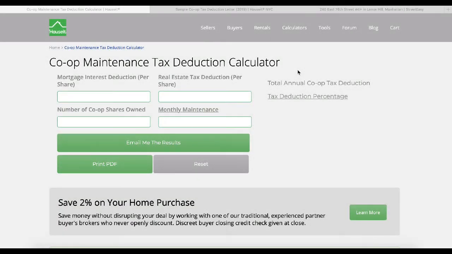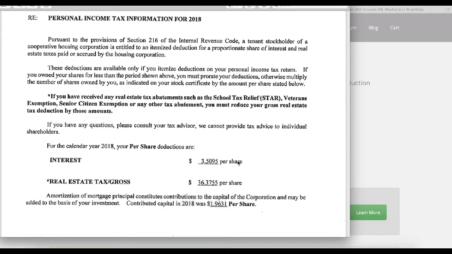Today we're going to walk you through how to use the Co-op Maintenance Tax Deduction Calculator available at Hauseit.com. The purpose of the calculator is to figure out what percentage of your monthly maintenance is deductible on your personal income tax return. Customarily, as a co-op owner, also known as a shareholder, you receive an annual co-op tax deduction letter, and this letter will specify the per share amounts that you would be able to deduct on your personal income taxes, assuming that you itemize deductions on your personal income tax return.